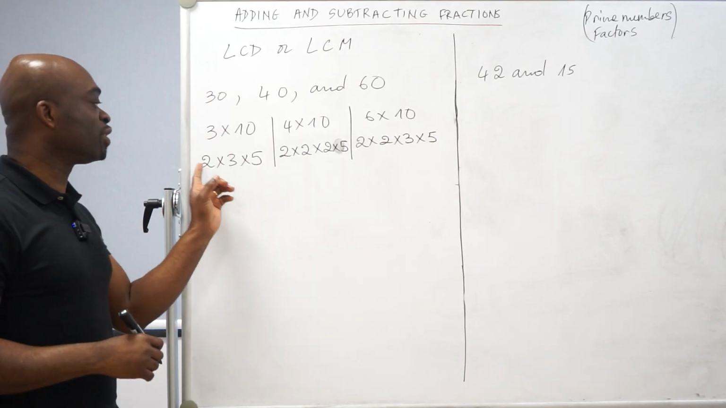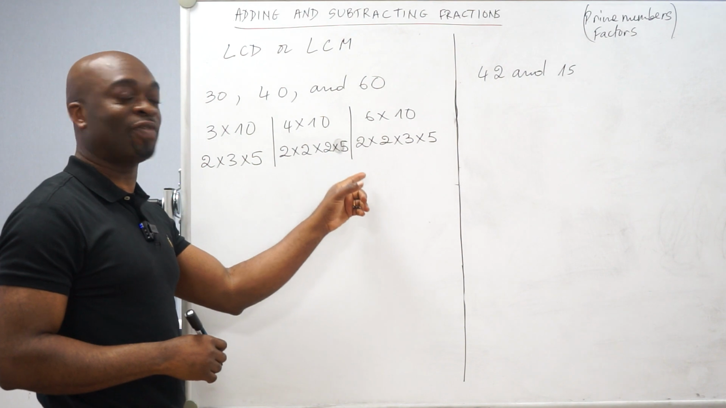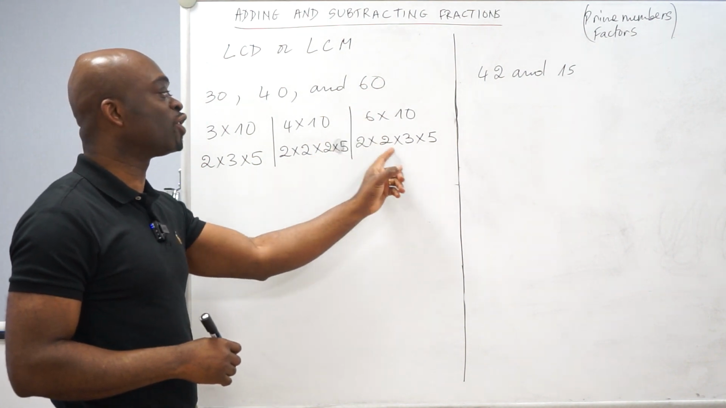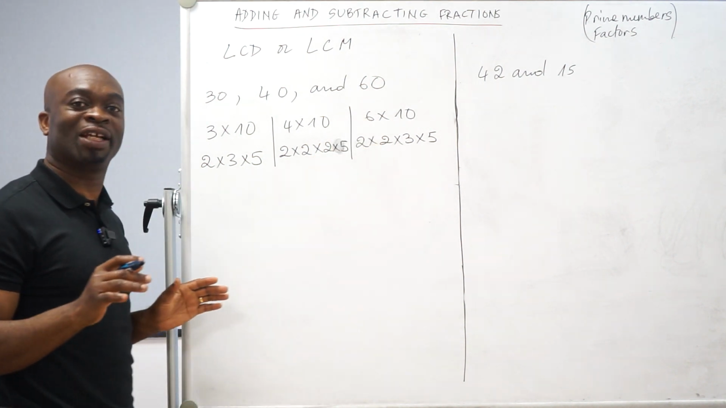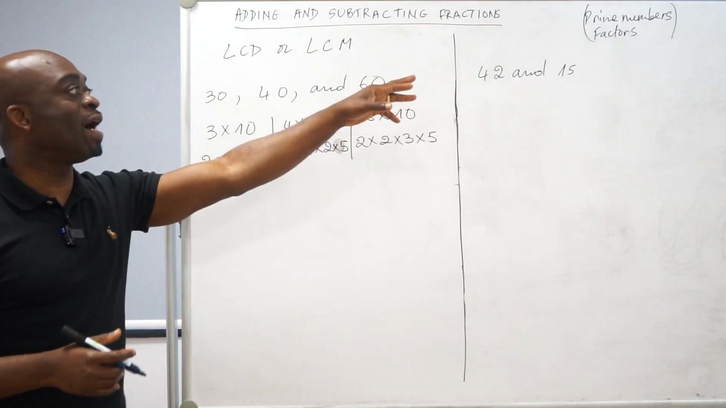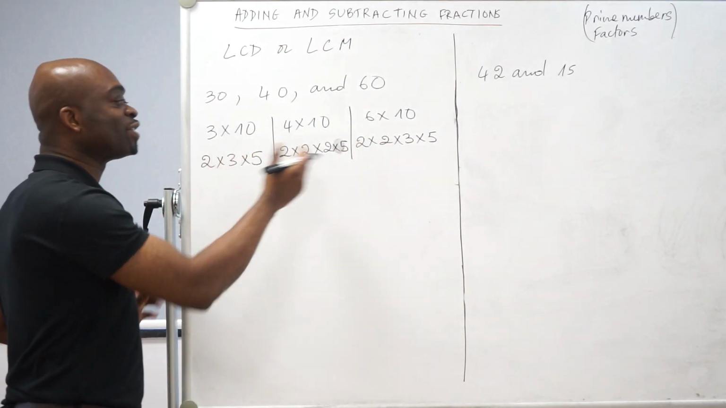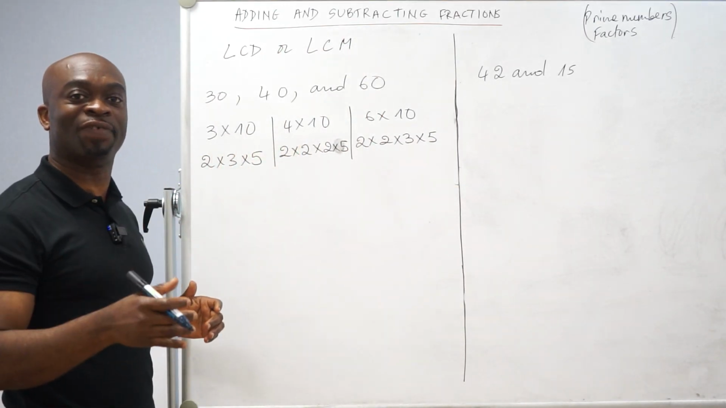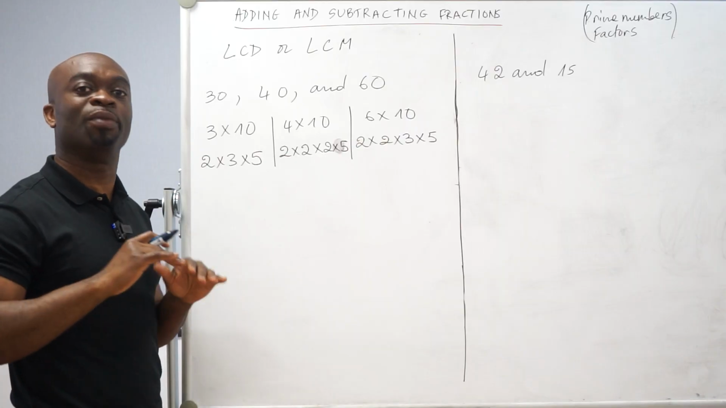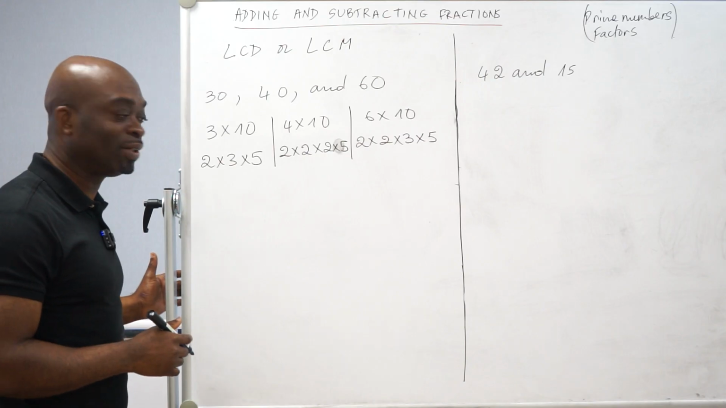So 30 is 2 by 3 by 5. 40 is 2 by 2 by 2 by 5. And then 60 is 2 by 2 by 3 by 5. Are we clear so far? Now these are the different prime numbers or prime factors. All right? Because each of these numbers, you can only divide by themselves and 1, period. So now let's go ahead and find the lowest common denominator.